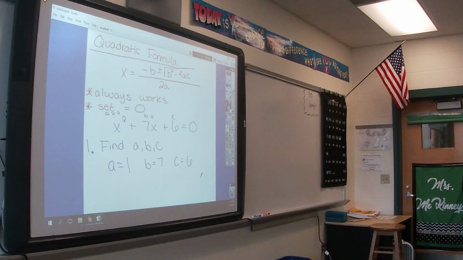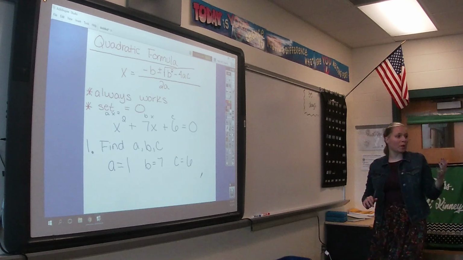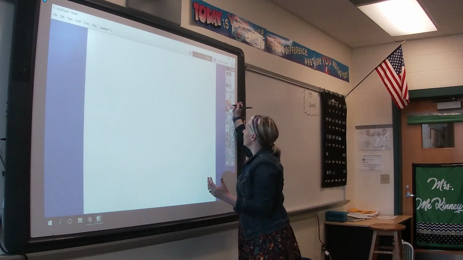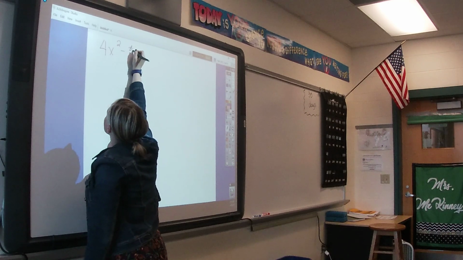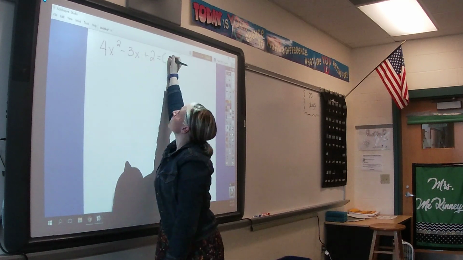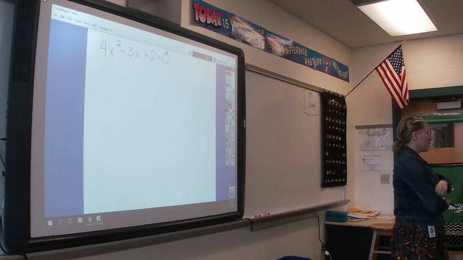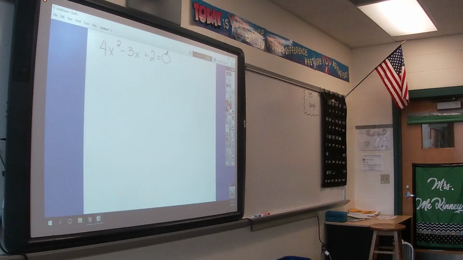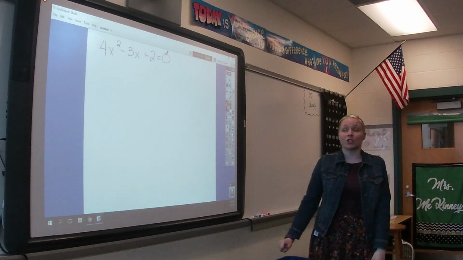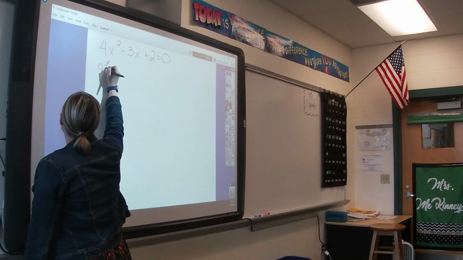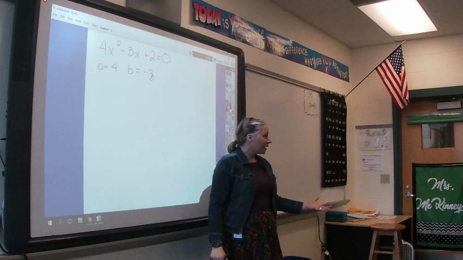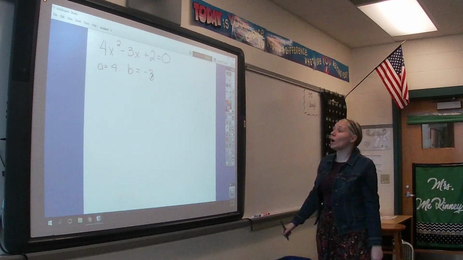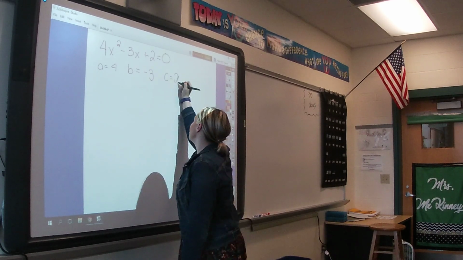Now, just like with anything, we might have some weird situations where we're identifying a, b, and c. So what happens if we were given 4x squared minus 3x plus 2 equals 0? What does a equal in this situation? 4. What does b equal? Negative 3, just like it did when we were factoring trinomials. What does c equal? 2. Good.